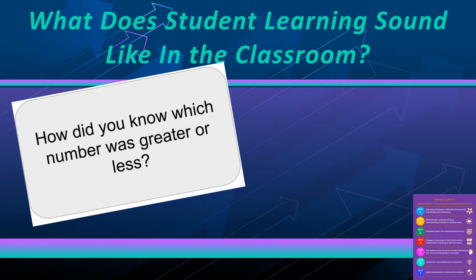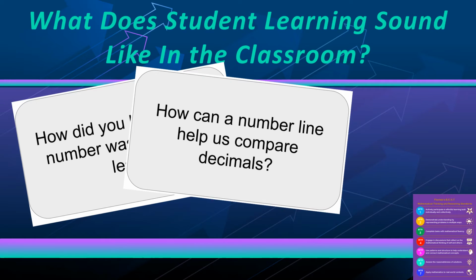As we listen in, we want to hear students talking about the value of those digits and listening in for place value vocabulary. Here we see another question asking students how a number line can help them to compare decimals. If the students are using number lines as a tool to compare or order decimals, we should listen in to conversation where they use that halfway benchmark as a guide to help them decide where those numbers would fall within a given number line.